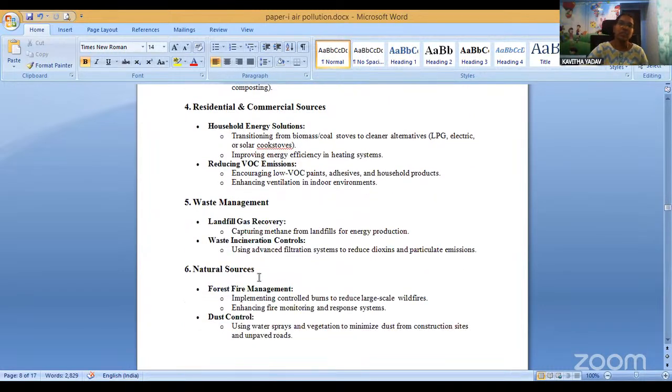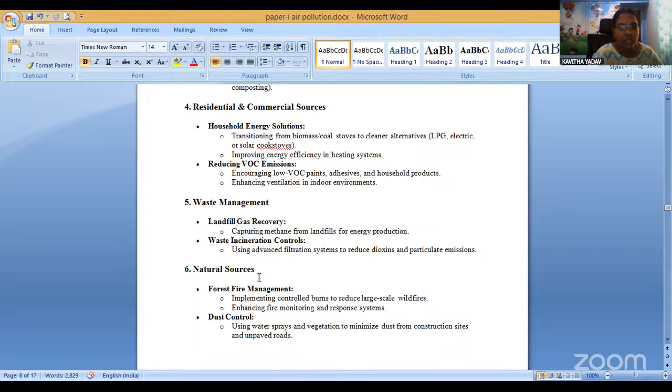Then the fourth one is residential and commercial sources. The household energy solutions: transitioning from biomass and coal stoves to cleaner alternatives like LPG, electric and solar cookstoves, and improving energy efficiency in heating systems. Reducing volatile organic compound emissions by encouraging low-VOC paints and household products, and enhancing ventilation of the indoor environment. So it is better to ventilate your houses properly, that is one of the good things.